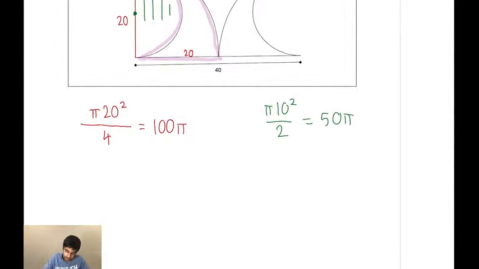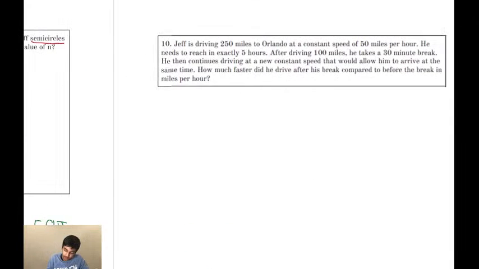So now from here, we see that the area of the purple region is just going to be 100 pi minus 50 pi, which is 50 pi. And now that we know the area of one of these regions is 50 pi, the area of both regions will be 2 times 50 pi, or 100 pi, which is the answer for this problem. Now let's move on to the next problem.